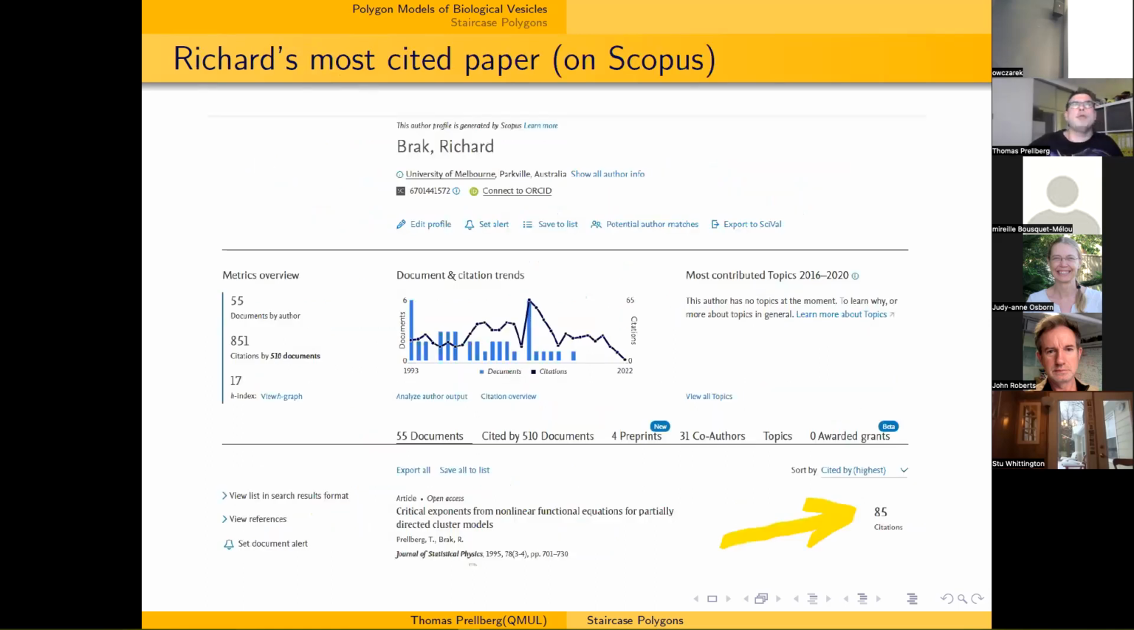But just to point out why I liked this paper quite a lot, and I guess why Richard might have liked it quite a lot as well, if you look at the citation details of Richard Brak on Scopus, you find that this is actually his most highly cited paper with 85 citations, which I wasn't even quite aware of, that it had so many citations. But in preparing this talk, I looked at this, and it actually pleased me to see that there was a relatively high number coming up here.